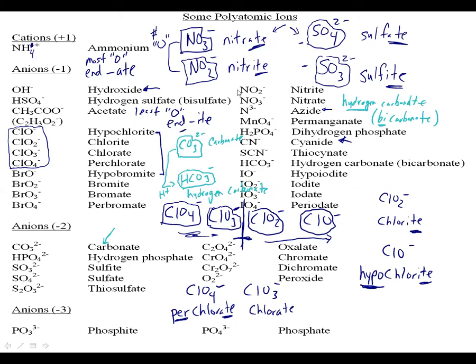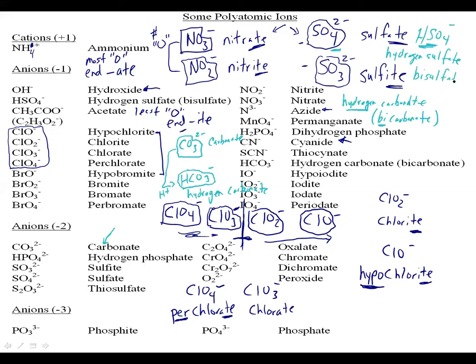You could also see that very commonly with sulfate. So we saw sulfate up here, sulfate being SO4 2 minus. Again, if you put an H plus in front of it, you get HSO4 minus. This is sometimes called hydrogen sulfate, or again, this is sometimes just called bisulfate.